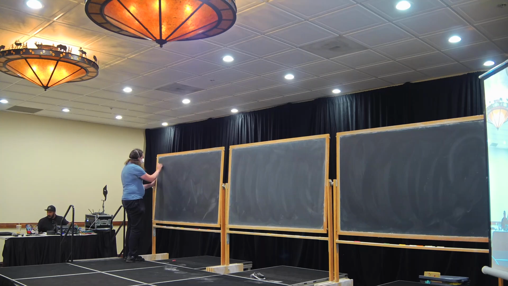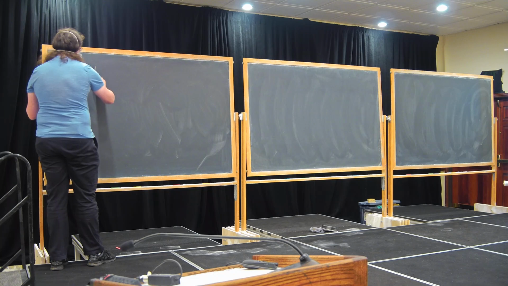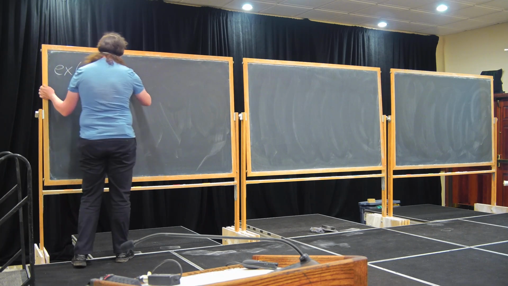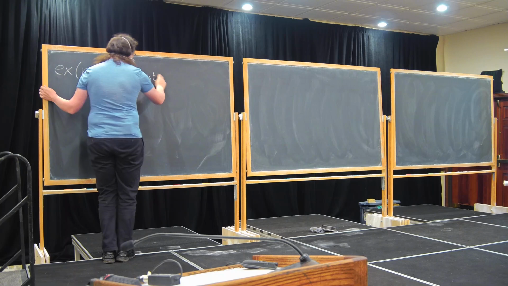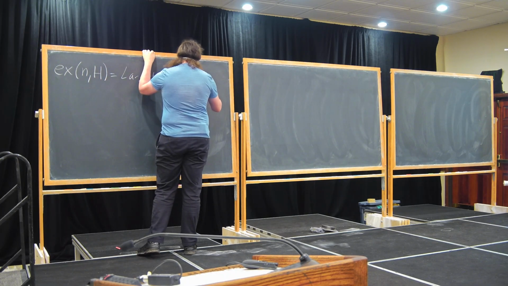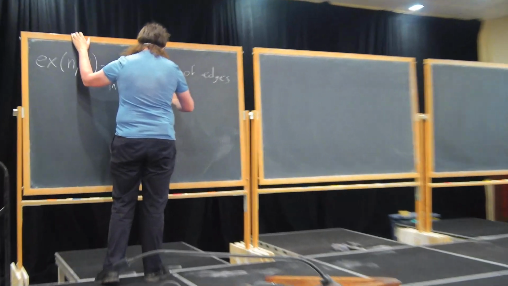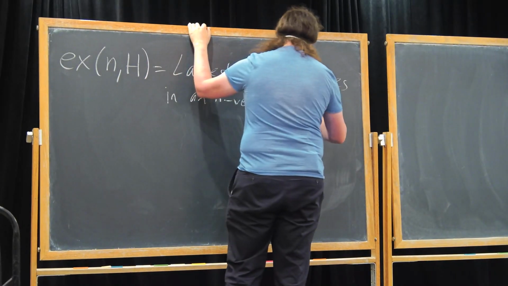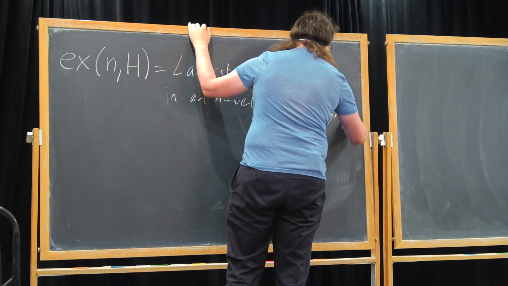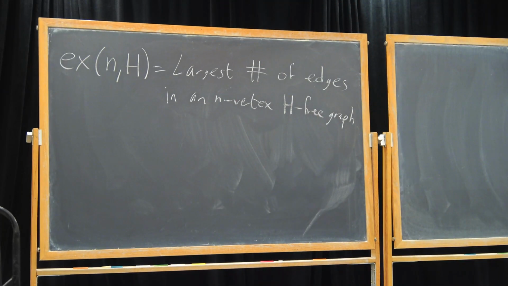So the extremal number of a graph H is the largest number of edges in an n-vertex graph that doesn't contain a copy of H. The number of edges in an n-vertex H-free graph. Okay, so a lot is known about this function, particularly for graphs, and a lot is not known as well, especially if you go to hypergraphs.